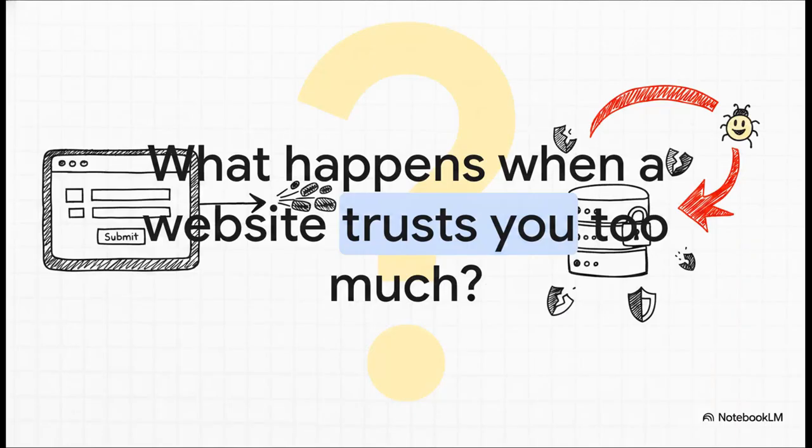So, let's start with a foundational question. What actually happens when a website trusts you just a little too much? You already know that every click or form submission hands parameters over to a server, but what if that server just blindly trusts whatever you hand it, without validating if those instructions actually make sense? Well, that blind trust is the exact loophole we're exploiting today.